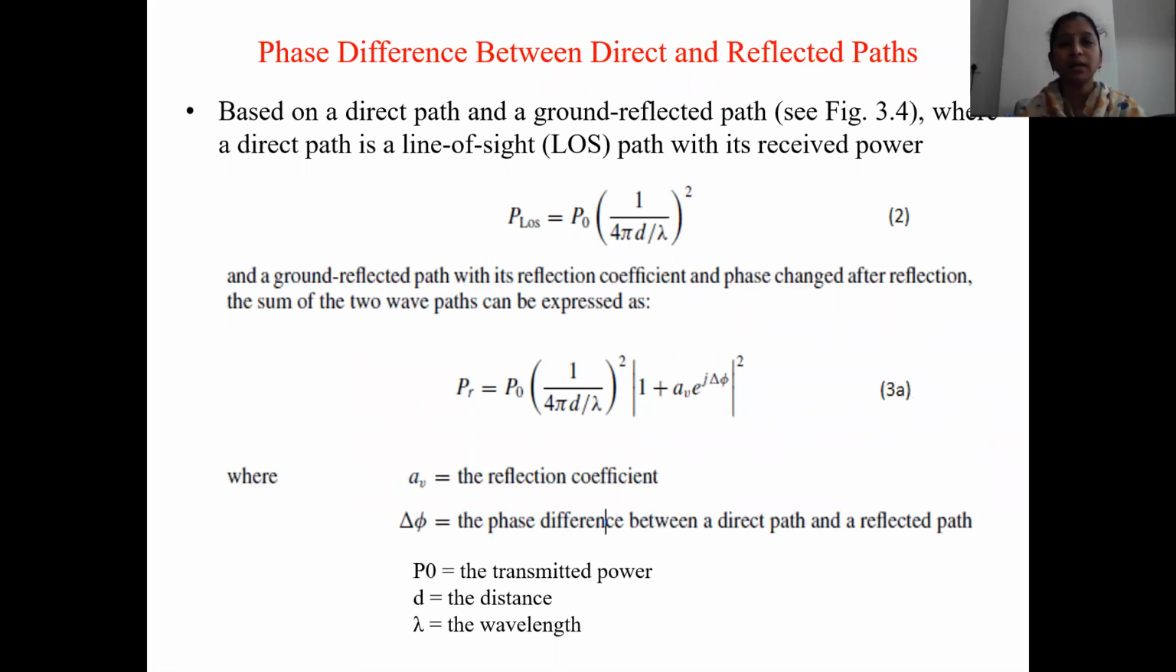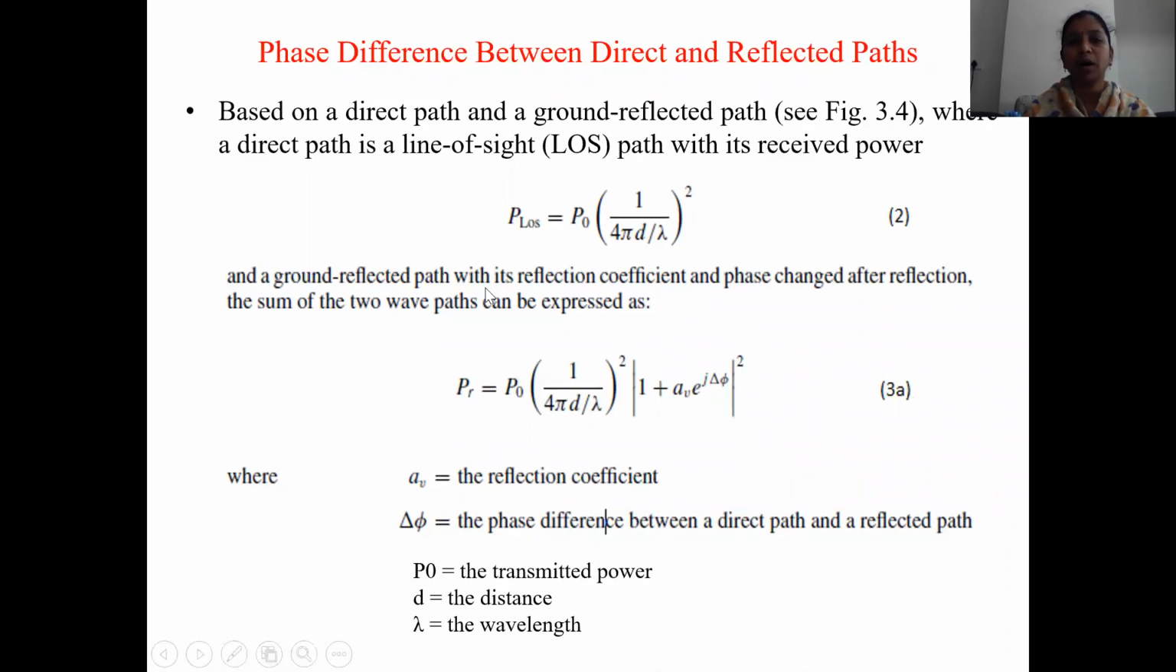Based on the direct and reflected path, the direct path is a line of sight path, where there is no obstacle. For the loss of power on the line of sight path, the received power is equal to the transmitted power times (1 over 4 pi d by lambda) whole squared.